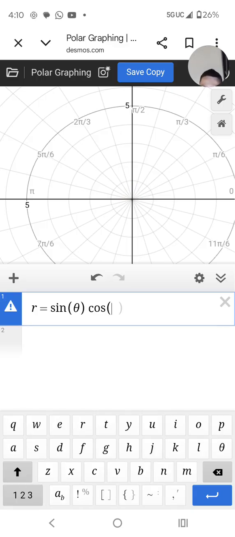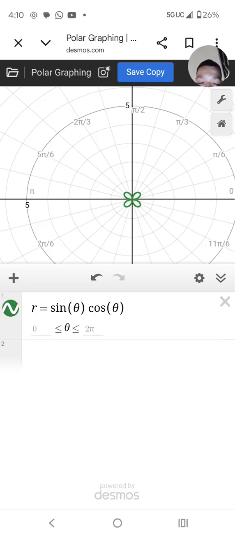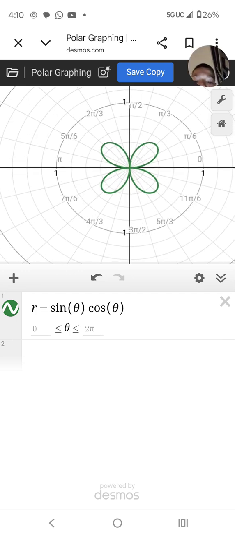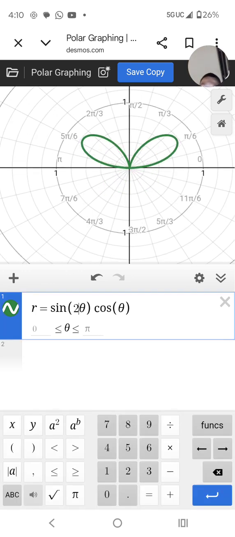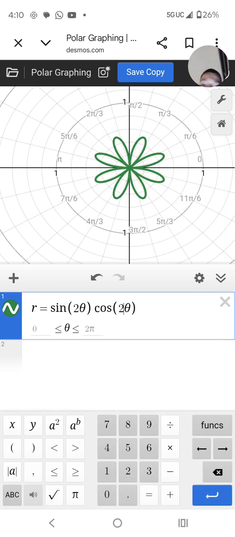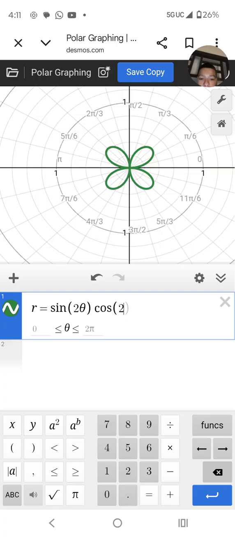Let's do this. We have kind of like a flower. What about sine 2 theta, cos 2 theta? We have double the petals, right? A flower with double the petals? It's good. What I'm using is Desmos polar graphing.